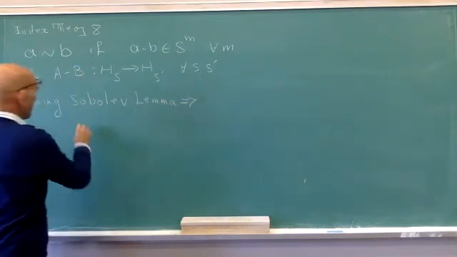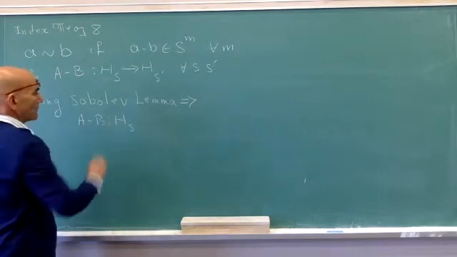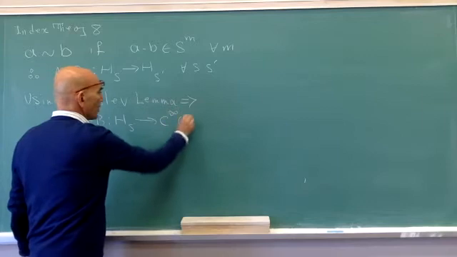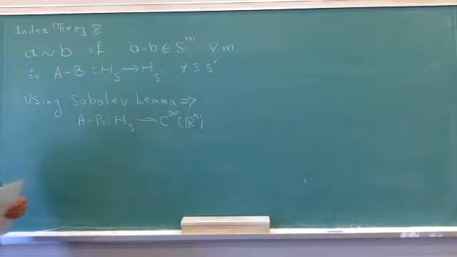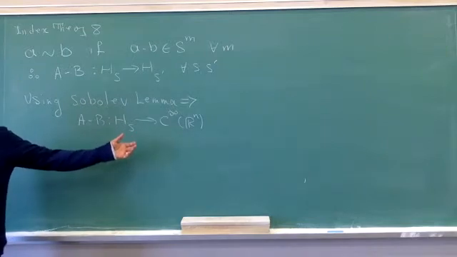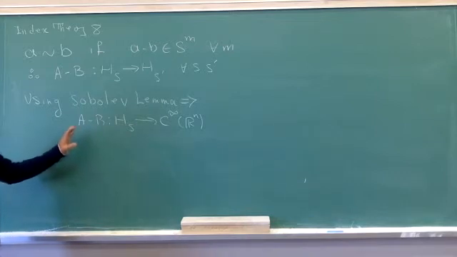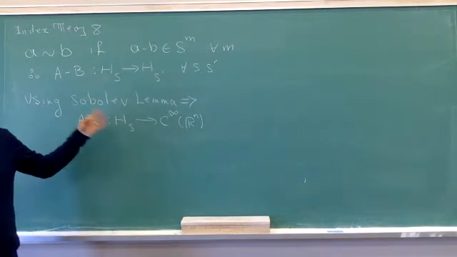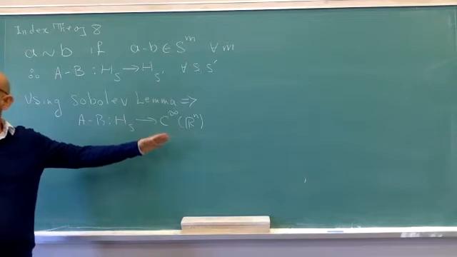It follows that A minus B actually maps Hs to C infinity of Rn. So notice this is a very strong condition on an operator. Right now we are sending any kind of non-smooth, even distributional type objects by this operator into smooth functions, infinitely differentiable functions.